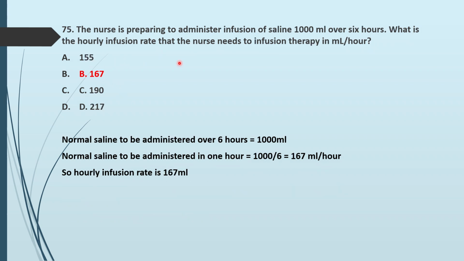The nurse is preparing to administer infusion of saline 1000 ml over 6 hours. So what is the hourly infusion rate that the nurse needs to infuse in ml per hour? So normal saline to be administered over 6 hours is 1000 ml. So what is in 1 hour? Divide by 6. That is 167 ml per hour. So what is the hourly infusion rate? 167 ml.